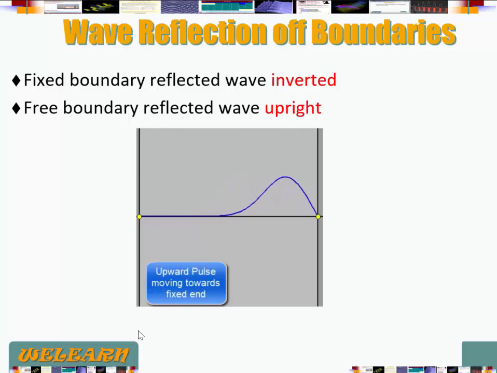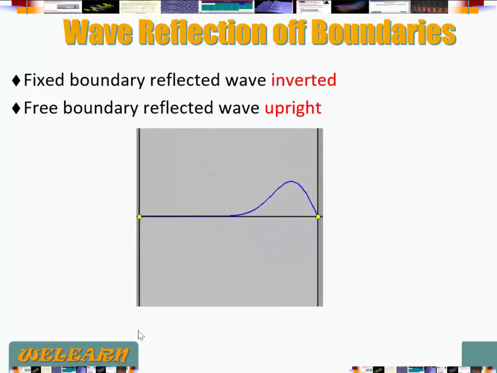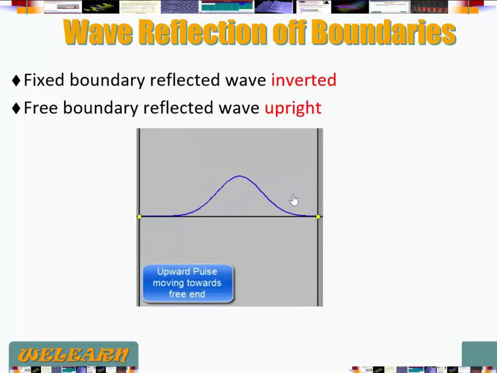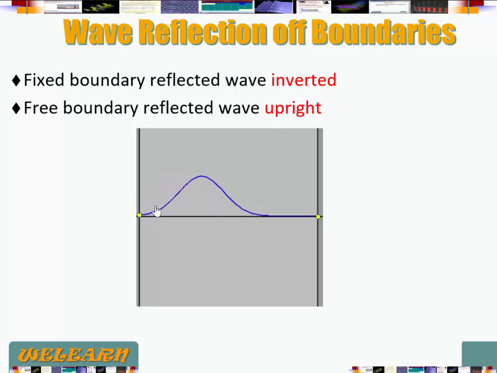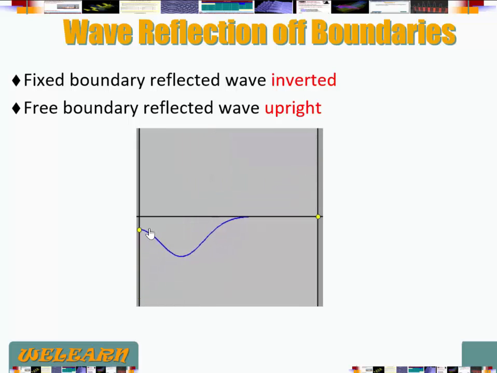Let's repeat this. Upward pulse towards fixed end, the reflected is downward. Okay, downward pulse meeting the fixed end, the reflected one is upward, so it is inverted. Now, upward pulse moving towards free end, see how it is free, the reflected is still upward, so it is upright. Downward pulse moving towards the free end, the reflected one is downward again.